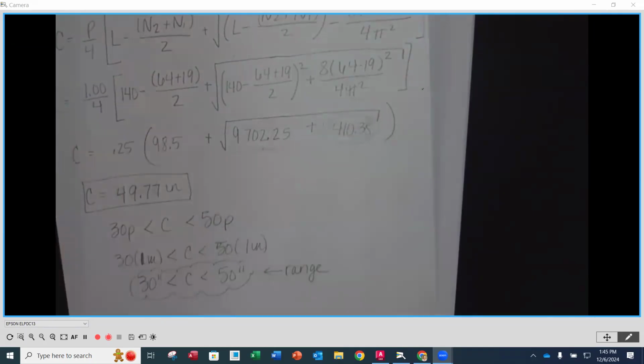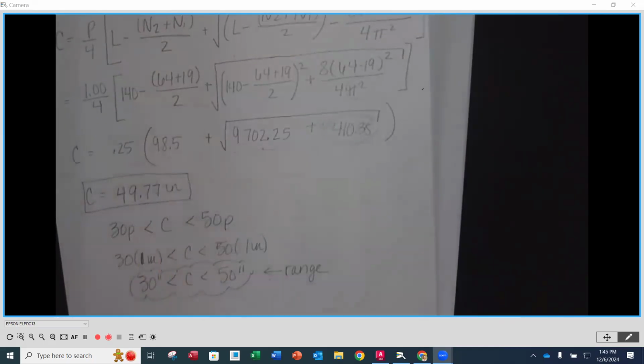Let's double check. 40, 64, 19 plus 2. Yeah, 98.5. Maybe a rounding difference. There must be, yeah, because I got this twice. So I'm pretty confident 702.25 and 410.35 plus square root, yeah, plus 0.25 times. Yeah, I've gotten this 3 times now. So you're right, maybe a rounding error.